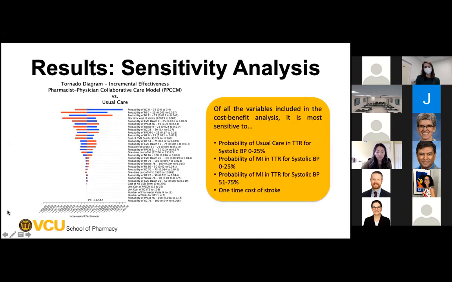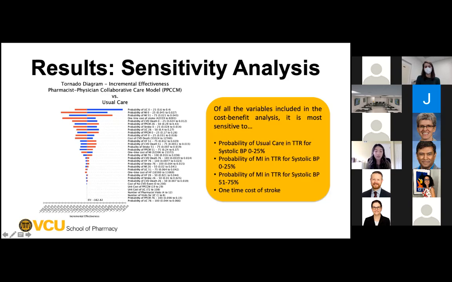So next, for the sensitivity analysis, I would like to preface that all the sensitivity and threshold analyses that I'm about to discuss are based off the cost-benefit analysis portion of this study. So this is a tornado diagram of the incremental effectiveness of PPCCM versus usual care. The tornado diagram graphically displays a series of one-way sensitivity analyses from the variables which change the answer from the greatest extent to those variables that have the most minor impact on the answer.